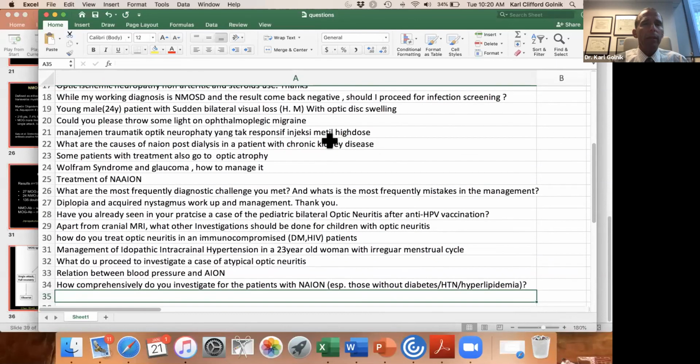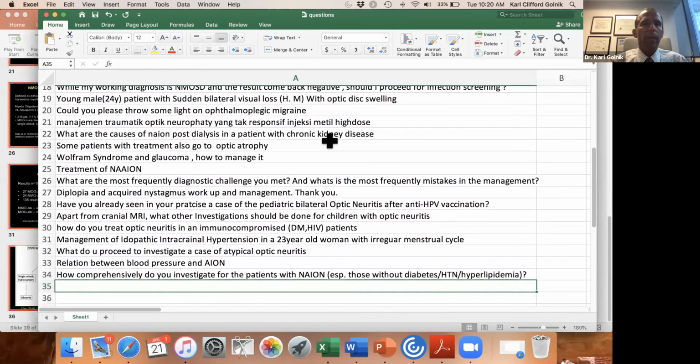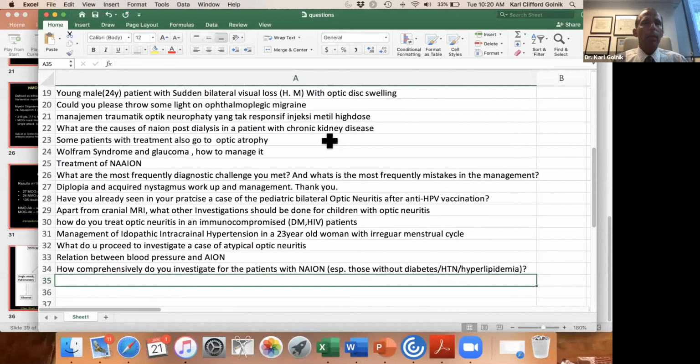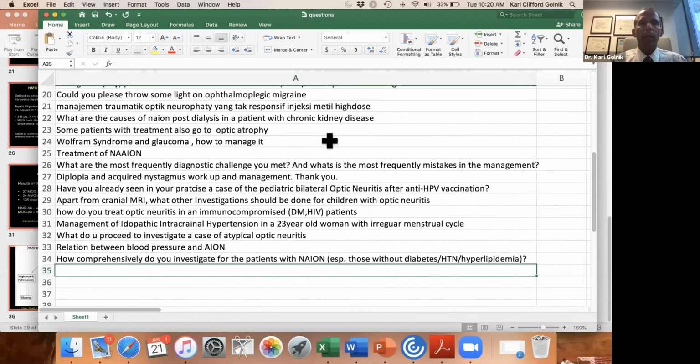Steroids and NAION, talked about it, talked about NMOSD. Young male patient with sudden bilateral vision loss with optic disc swelling. Well, it's a fairly big differential, but I would think about toxic things, methanol poisoning. I'd think about atypical optic neuritis. And you could think about increased intracranial pressure and papilledema, although they usually don't have severe visual loss suddenly. Those would be the things I think about right off the bat.